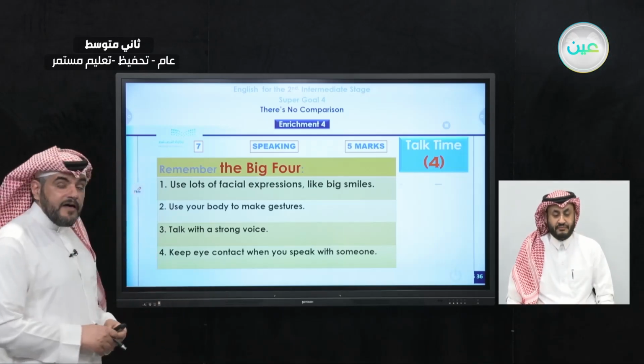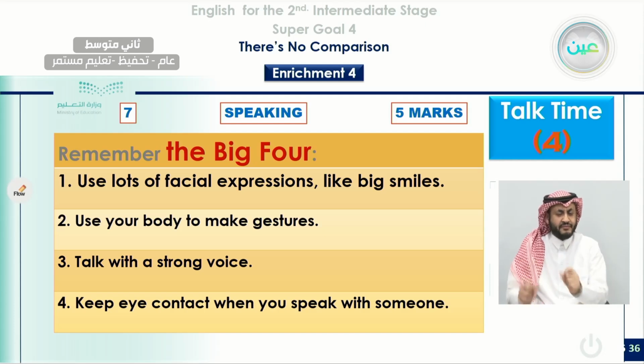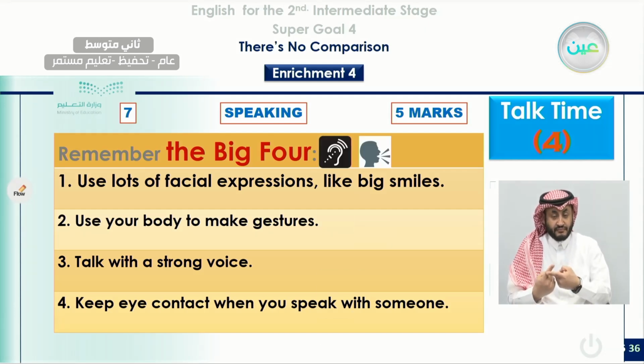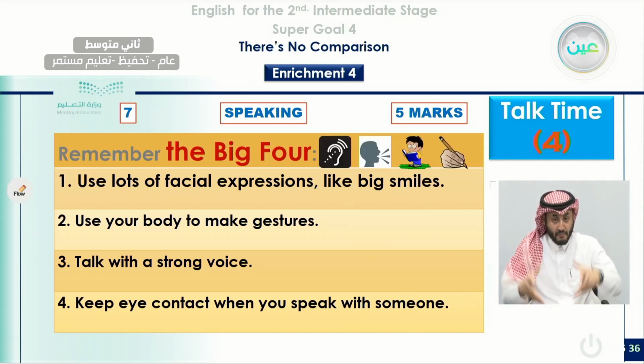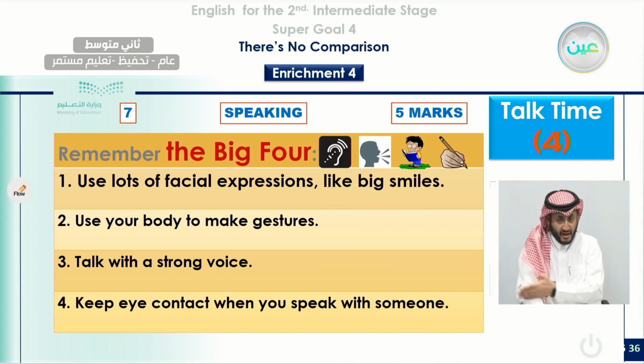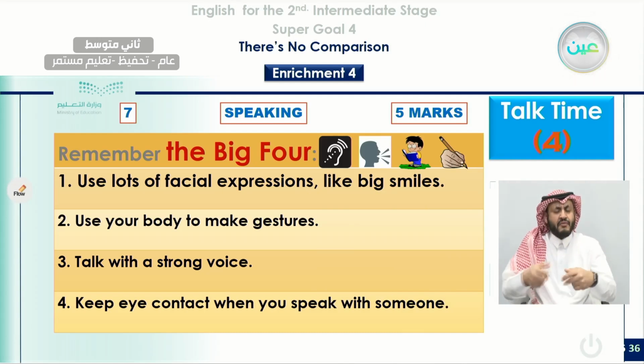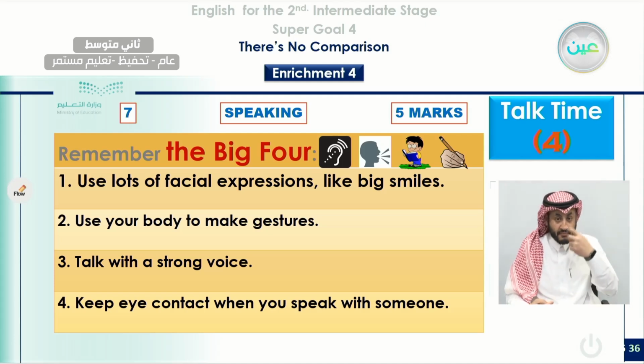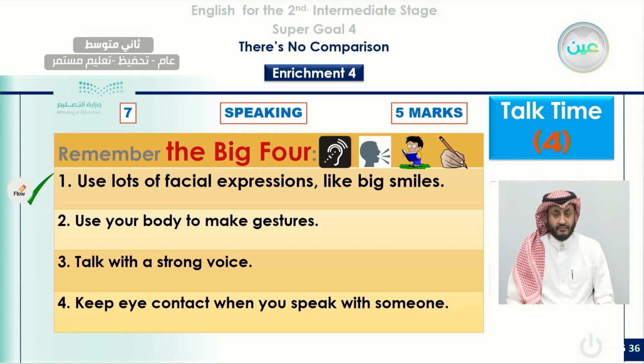What are the hints that we are going to tell you about? You also need the big four. What do you mean by the big four here? The big four things that will help you to speak better, even in your exam or generally speaking. Use a lot of facial expression, like a big smile. When you speak to others, smile, okay? That is a very important thing to do, and it will indicate that you are confident and relaxed, okay? That will help you also to relax.